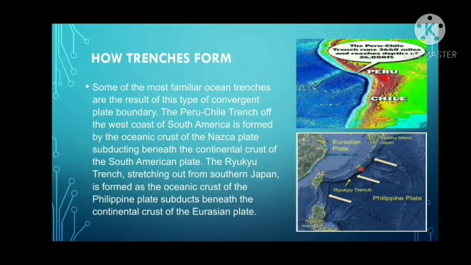Some of the most familiar ocean trenches are the result of this type of convergent plate boundary. For example, the Chile Trench off the west coast of South America. This formed by the oceanic crust of the Nazca Plate subducting beneath the continental crust of the South American Plate.